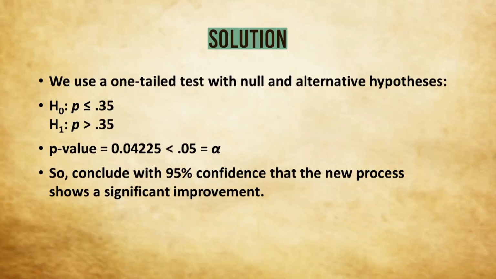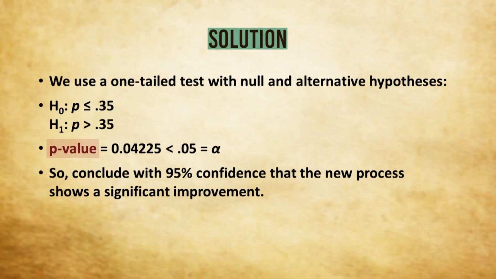Suppose P is the proportion of satisfactory items. So here the null hypothesis will be H0: P less than or equal to 0.35, because we started with 30% reliability, so P less than or equal to 0.35 will be our null hypothesis. That means the reliability has not increased, and H1 is P greater than 0.35. That is, the reliability has increased by introducing the new process.